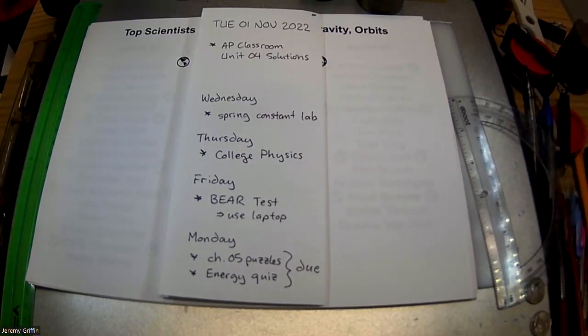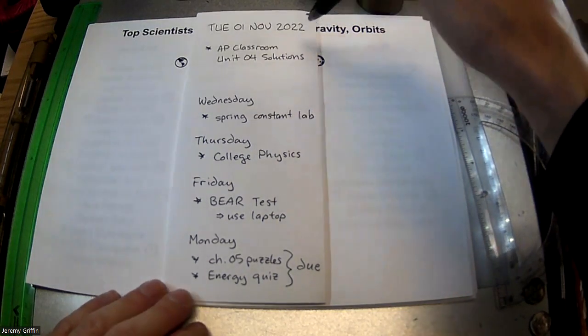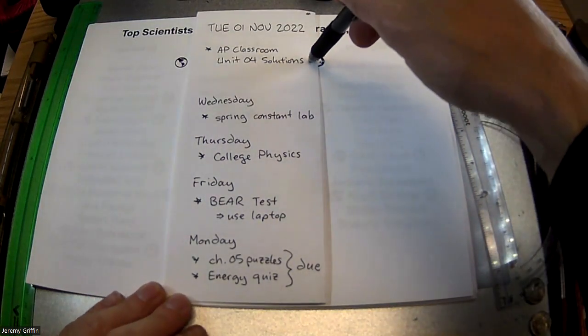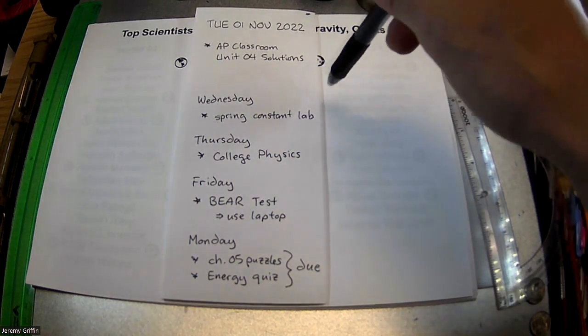All right, recording is rolling. So it is Tuesday, November 1st. We are in November. So we're going to go over solutions to AP Classroom Unit 4. That's energy conservation.